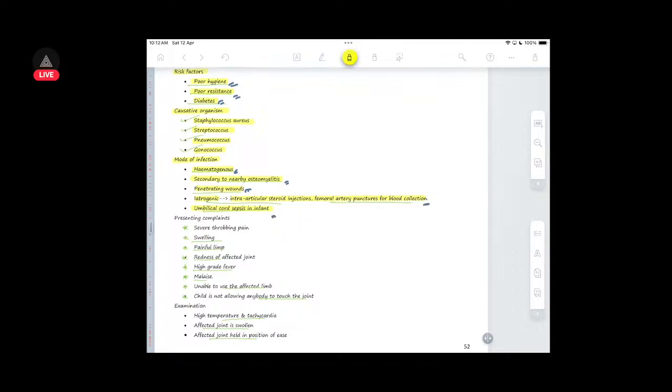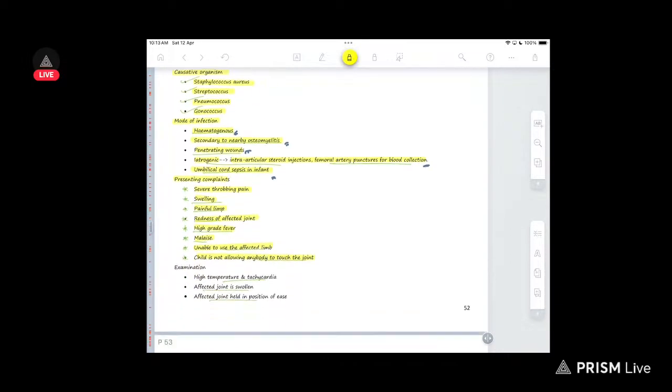Okay, so presenting complaints. Complaints may be severe throbbing pain, swelling, painful limp, redness of the affected joint, high grade fever, malaise, and being unable to use the affected limb. You can also have the child not allowing anyone to touch the joint. That is septic arthritis.